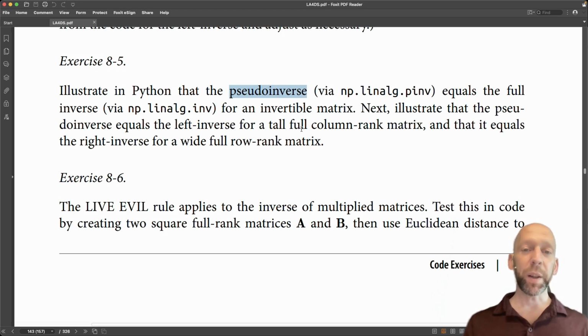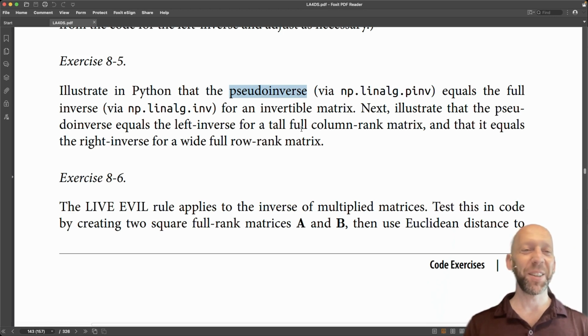And for a one-sided inverse, the pseudo-inverse is the same as the left inverse for a tall matrix, assuming it's full column rank. And the pseudo-inverse is the same as a right inverse for a wide matrix, again, assuming that the wide matrix is full row rank. So there are ways to prove that rigorously with a piece of paper and a pencil.